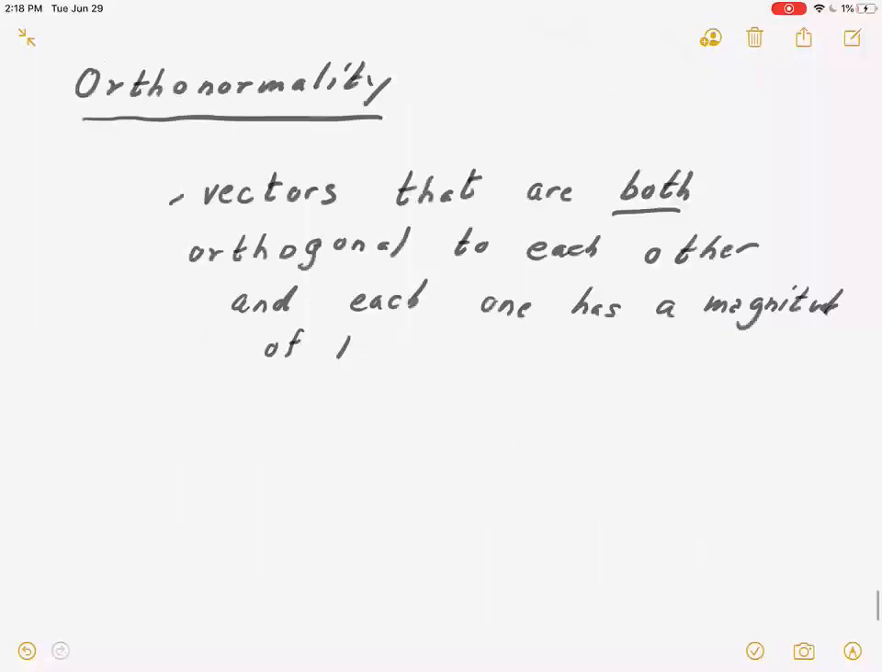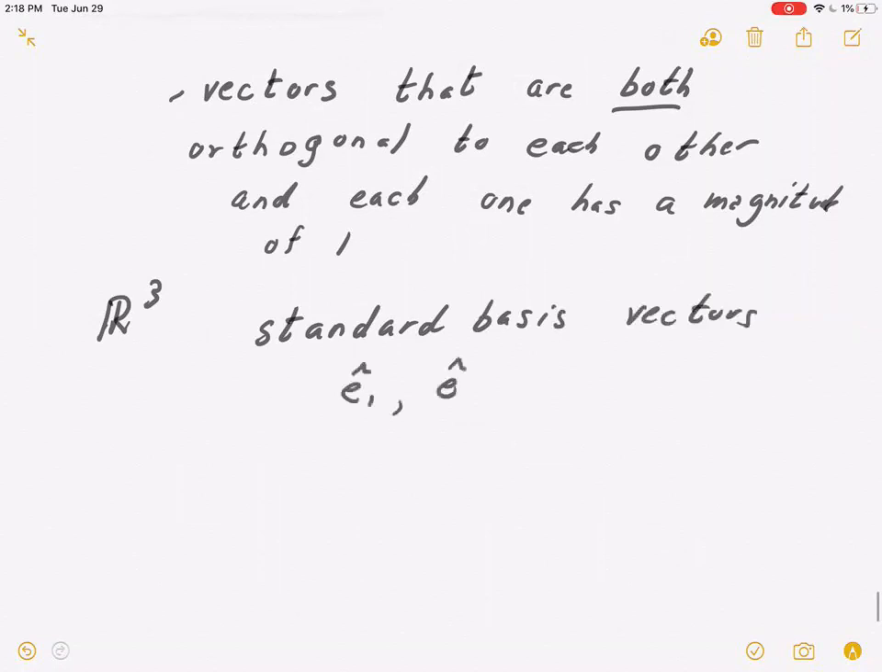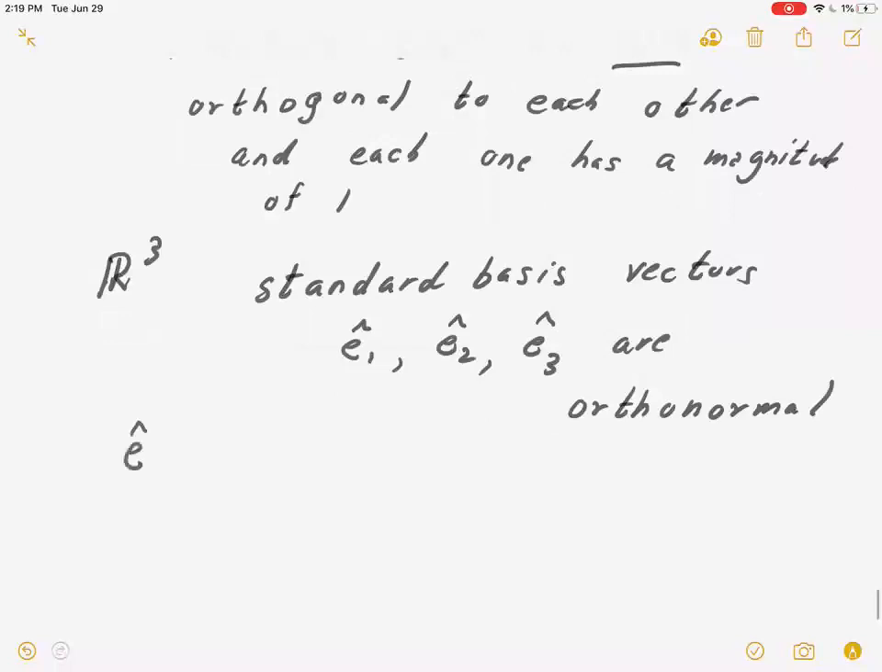So, for example, in R3, the standard basis vectors e hat 1, e hat 2, and e hat 3 are all vectors that, in addition to being basis vectors, are orthonormal. But remember what they are. Vectors are matrices, so you can write these in column representation as follows. Here are the standard basis vectors in R3.